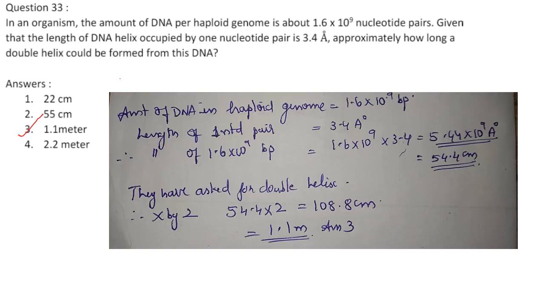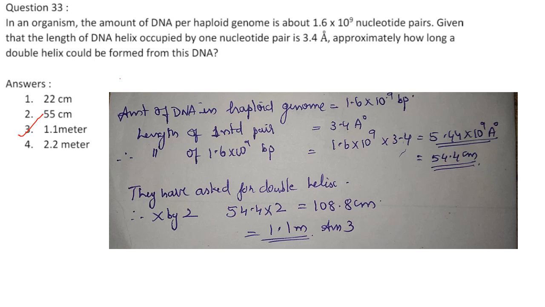Then in an organism, the amount of DNA per haploid genome is 1.6×10⁹ nucleotide pairs. Given that the length of the DNA helix occupied by one nucleotide pair is 3.4 angstrom, approximately how long a double helix could be formed from this DNA? So the amount of DNA in haploid genome is 1.6 into 10 raised to 9 base pair. Length of one nucleotide pair is 3.4 angstrom. Length of 1.6 into 10 raised to 9 base pair is 1.6 into 10 raised to 9 into 3.4, that is 5.44 into 10 raised to 9 angstrom, or 54.4 centimeters.